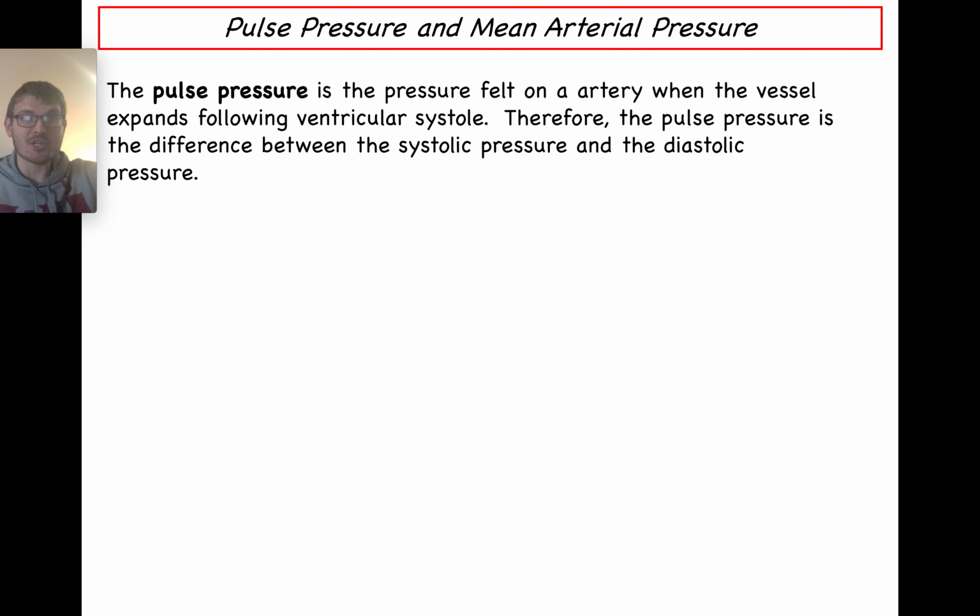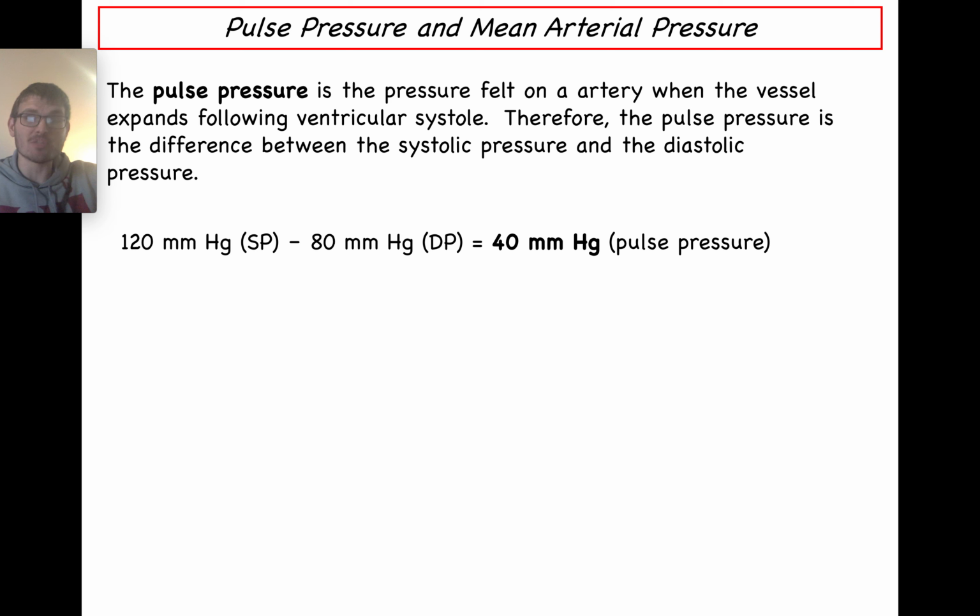So the pulse pressure is just the additional pressure that your arteries experience when they expand to accommodate that stroke volume of blood. So naturally, the pulse pressure is just the difference between the systolic and the diastolic pressure. So for example, if your systolic pressure is 120 millimeters mercury and your diastolic pressure is 80 millimeters mercury, generally accepted normal or average blood pressure readings, the pulse pressure, which is very easy to calculate here, would be 40 millimeters mercury, just the difference between those two numbers.